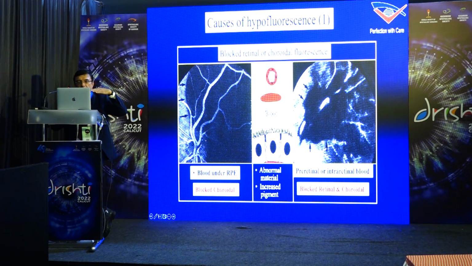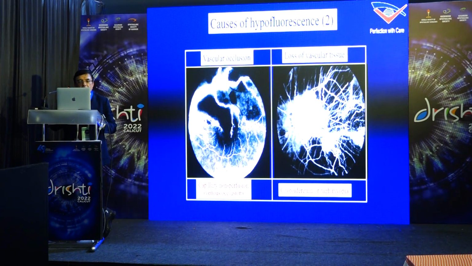a pre-retinal hemorrhage, which means it will block the retinal fluorescence as well as the choroidal fluorescence. But if you have a sub-RPE blood or a sub-retinal blood, then the retinal circulation will be preserved while the choroidal fluorescence is blocked. Like in this case, there is a vascular occlusion, so there is an area of non-perfusion.